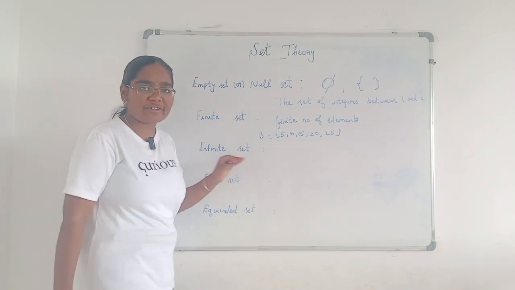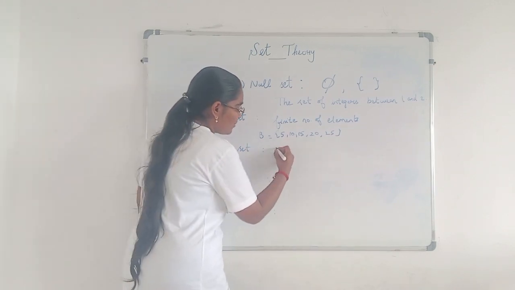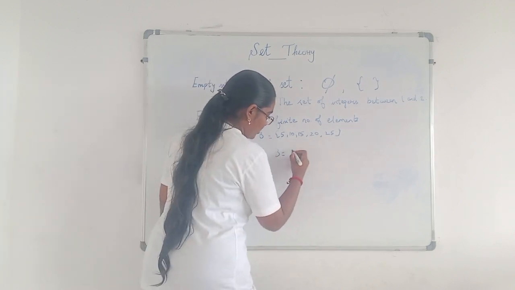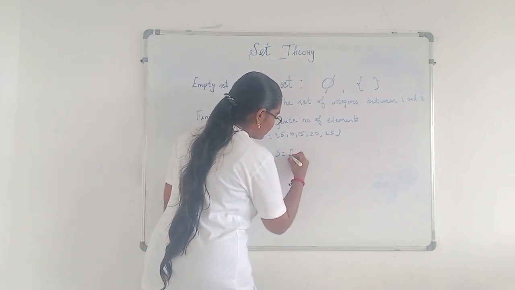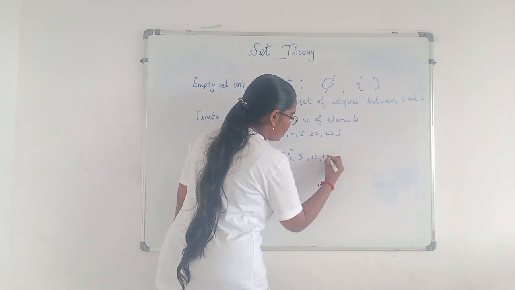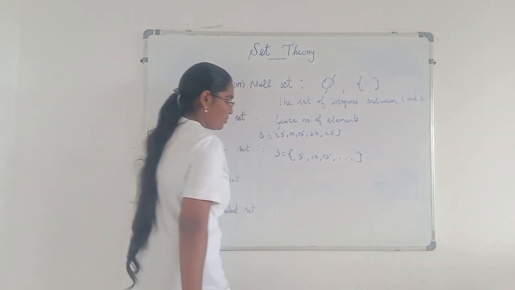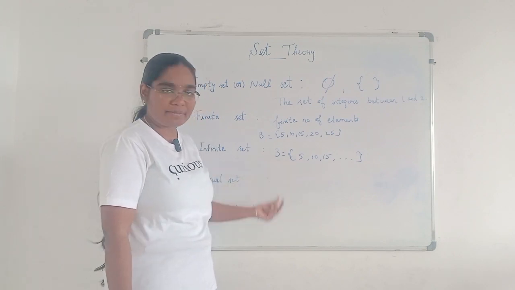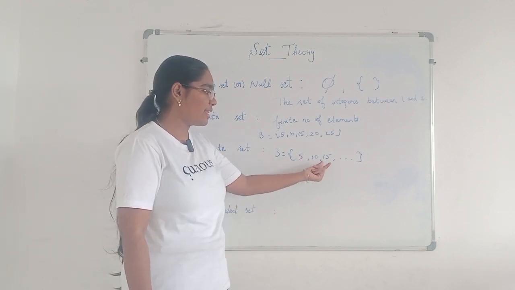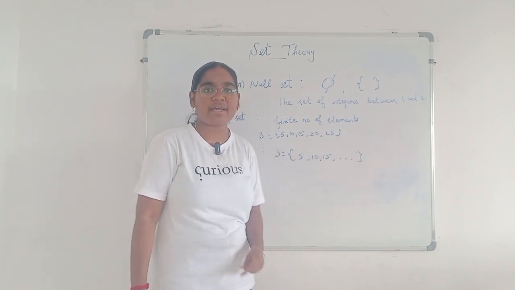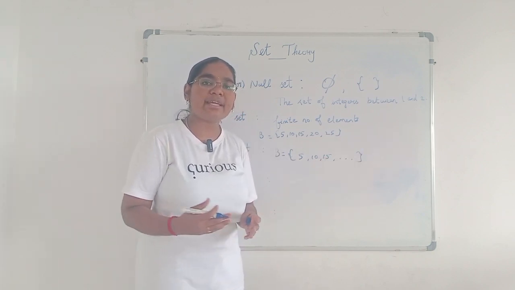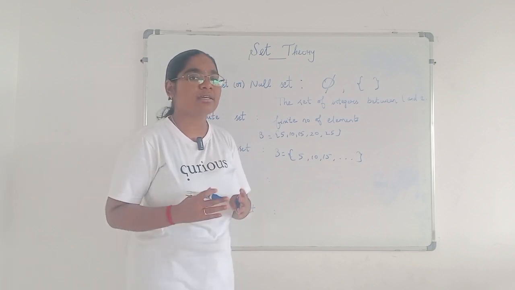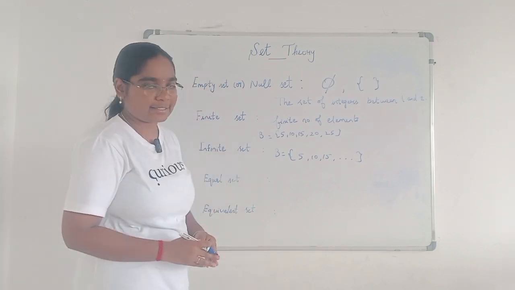Whereas in the case of infinite set, the number of elements will be infinite. There will be lot of elements. 5, 10, 15. For example, if I am writing the multiples of 5 in the set B, then 5, 10, 15 like that it will go on. We can't count how many elements are there. There are infinite number of elements. That's what the infinite set is.